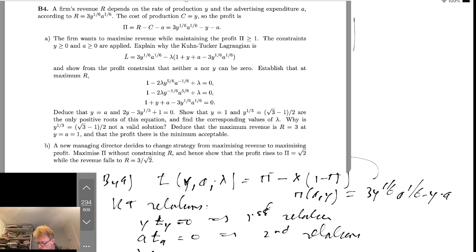Now you need to write down that A is bigger or equal than 0, Y is bigger or equal than 0, lambda is bigger than or equal to 0, plus the other relationship and the other relationship, right? There are three more relations, so you can figure that out yourself.